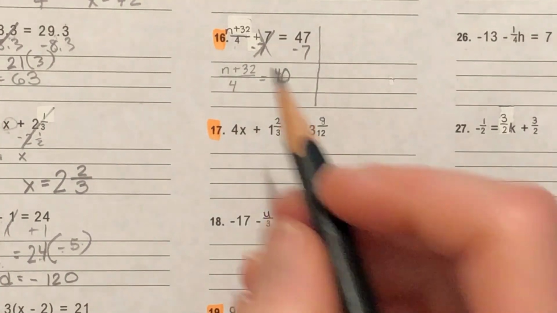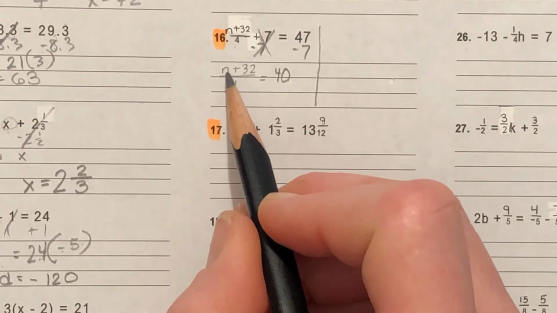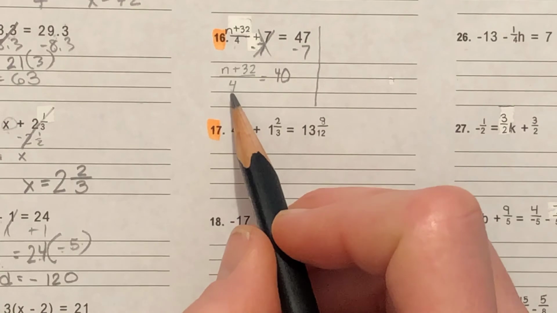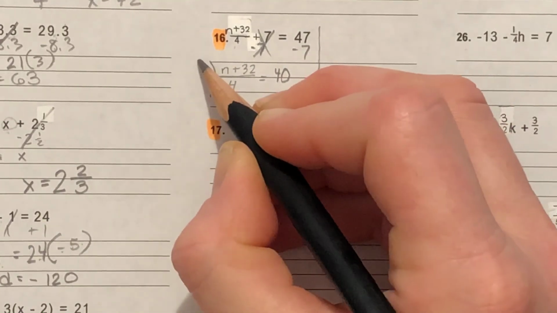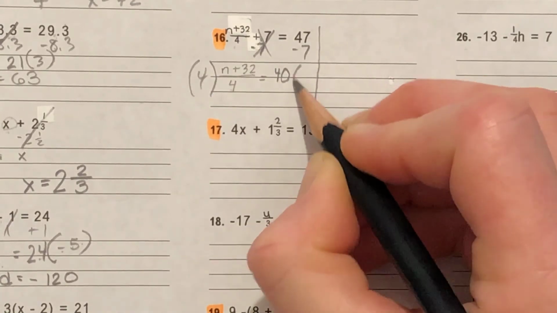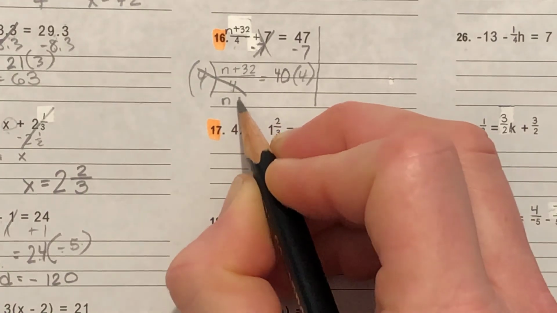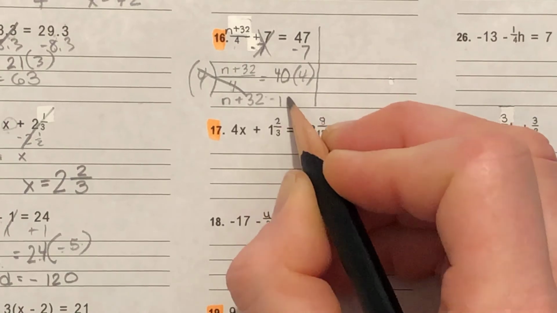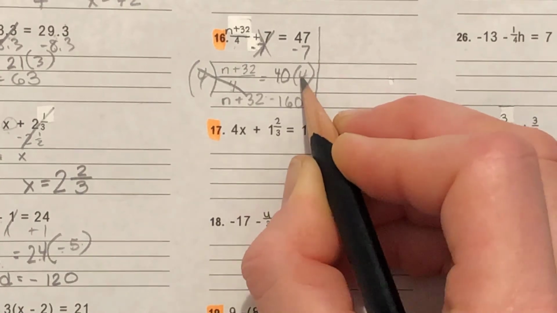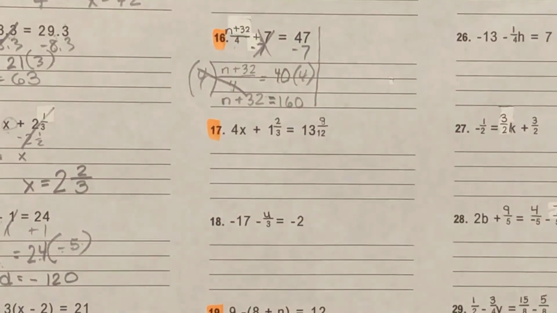Now we can get rid of this divided by 4 and make it a much easier problem. There's not really a way you can get the n by itself as long as you have the divided by 4 here. So we will undo the divide by 4 by multiplying by 4. That gives us n plus 32 equals 160. 40 times 4 is 160. Make sure my equal sign looks like an equal sign and not a negative.